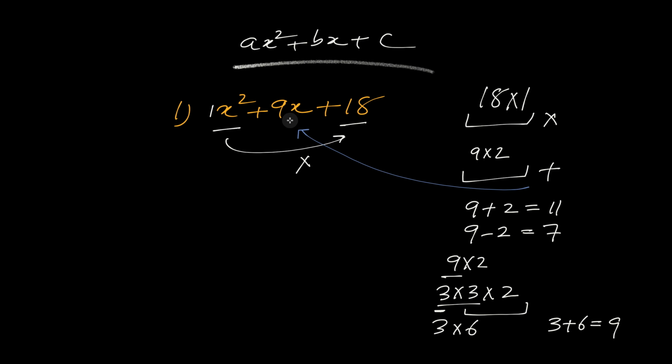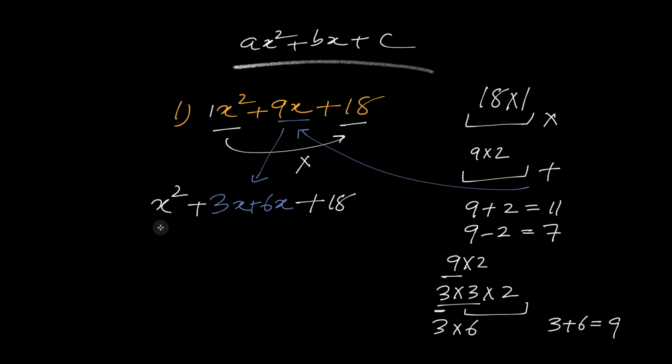How we can represent this is, I'm going to replace 9x with 3x plus 6x. This is as good as 9x. Now I'm going to keep 18 as it is. This is from the question, and here x square is x square. So we are representing the question as x square as it is, but we replace 9x with 3x plus 6x, and 18 as it is.